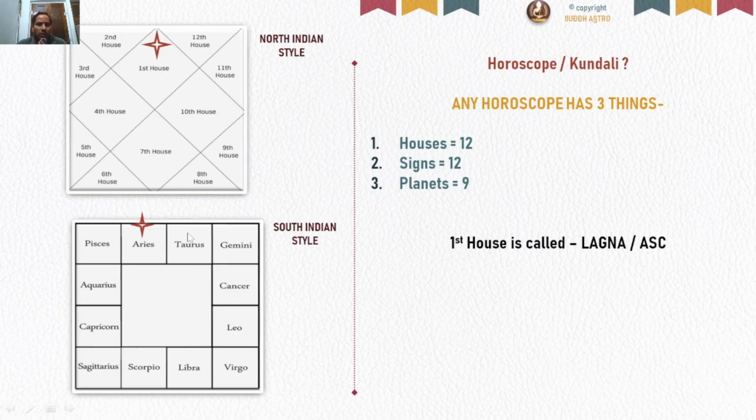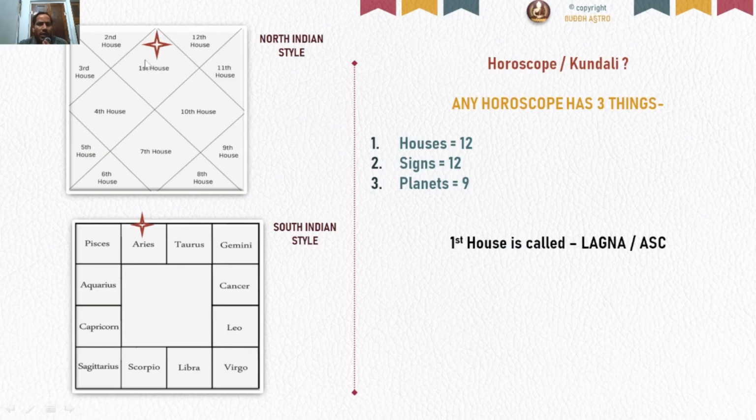Now, these are the two different formats which we generally use. First format is North Indian style. This format is known as South Indian style. Now see, this box which is the first box in this horoscope, this is called first house or lagna or ascendant. Both are same. This first house is also called Lagna, this box, or ascendant.